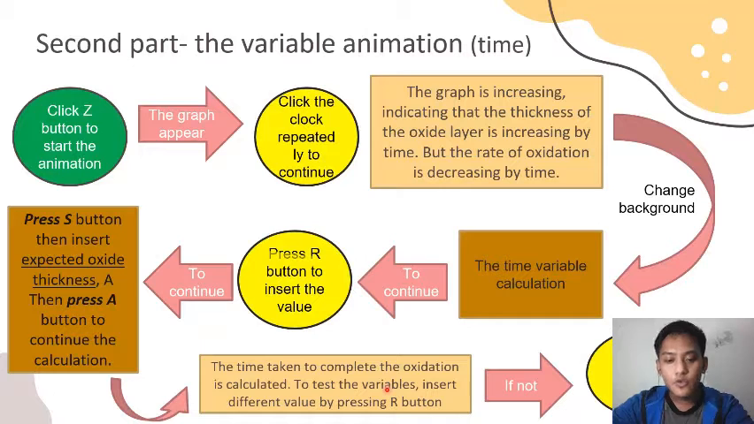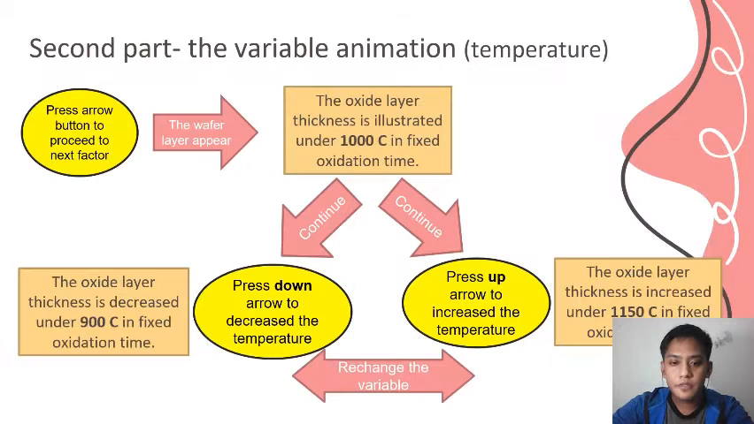To test the variable, you must insert a different value of the expected oxide thickness. You can determine that there is a slight change in the time taken if you change the oxide thickness. To do so, you must press the R button to repeat the function. If you don't want to proceed, you can just press the arrow button to proceed to the next factor. So basically, this is the second part, which is related to the next variable, which is temperature.